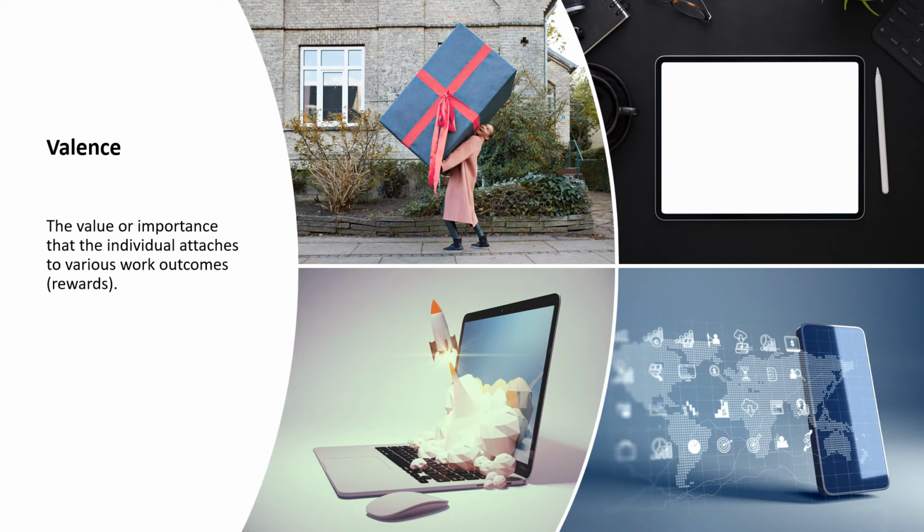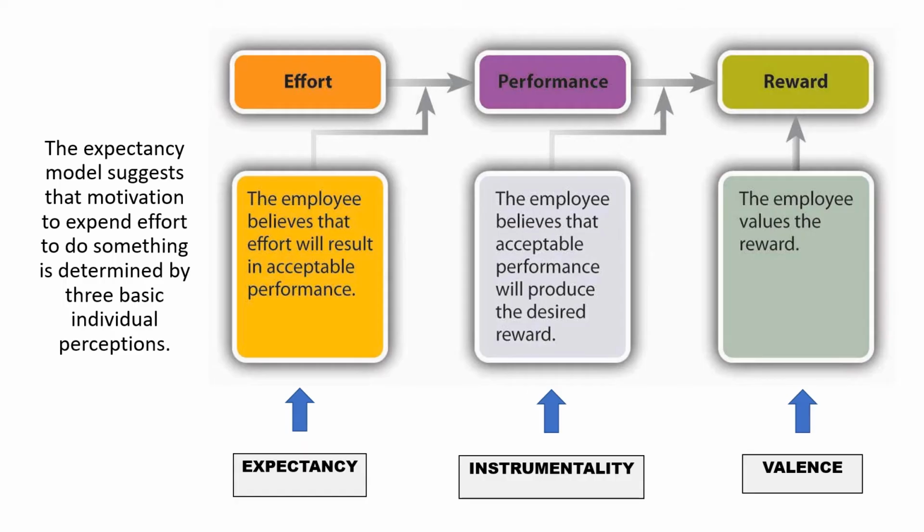Valence is the value or importance that the individual attaches to various work outcomes, the rewards. Meaning that the reward must be something that you want, something that you really need. Because if the reward is not attractive enough for us to put in our effort to perform, we don't want to do it. It must be something that we really want, so that of course you will put in your effort. So here we can see the diagram.